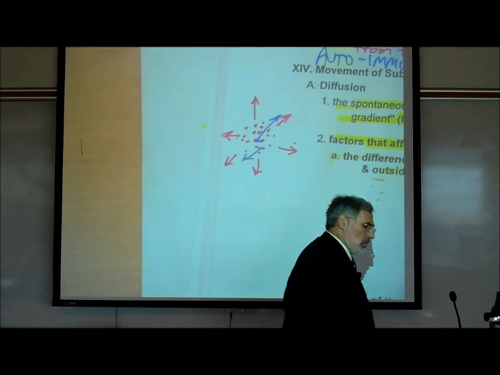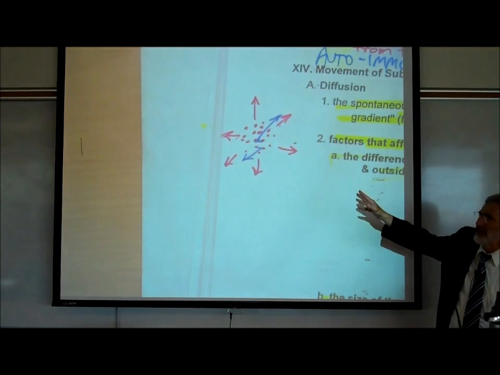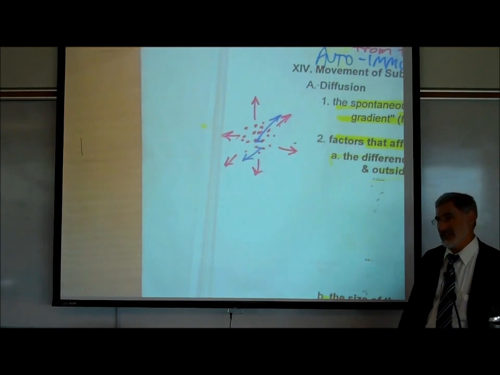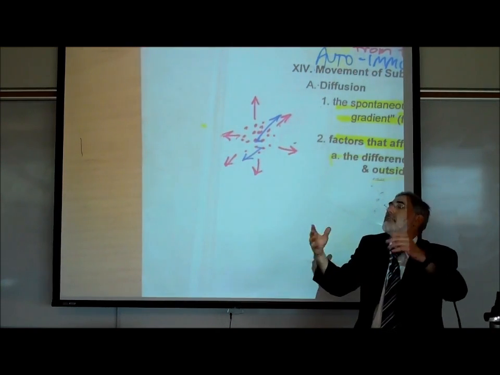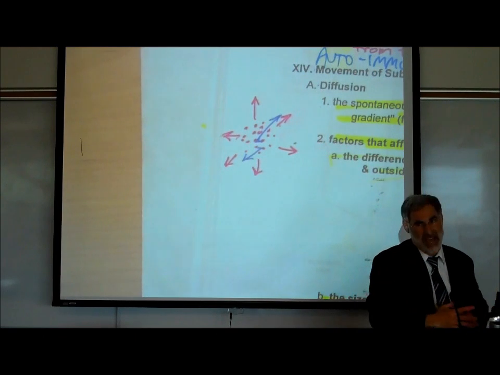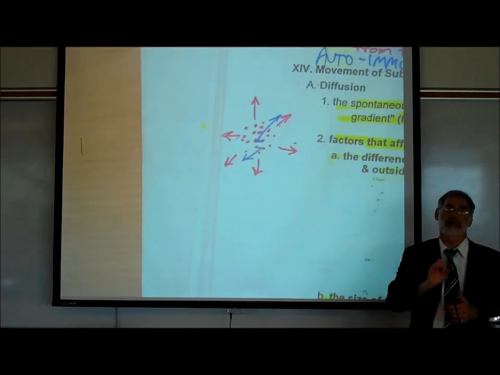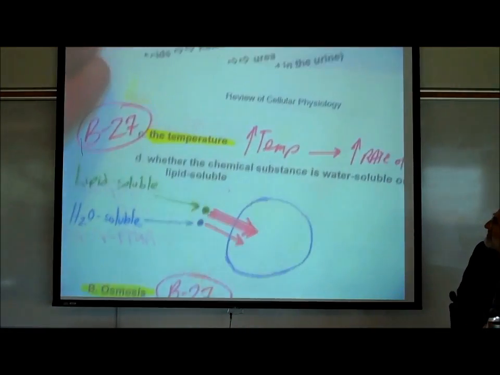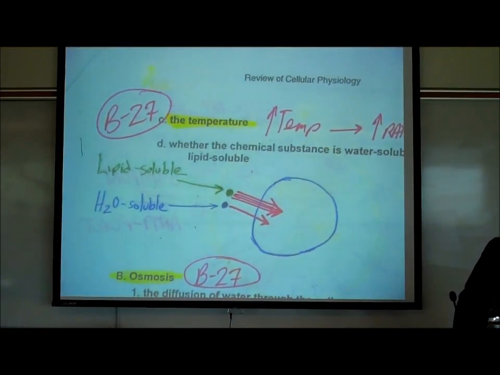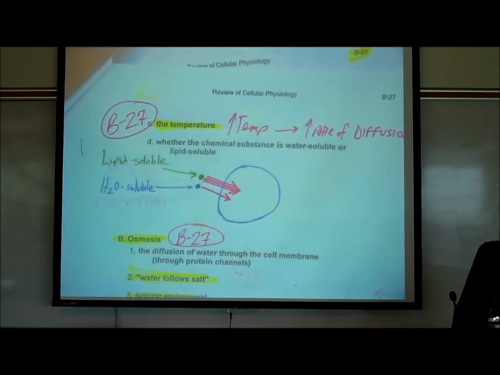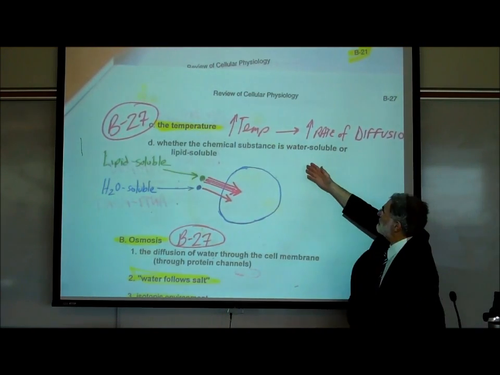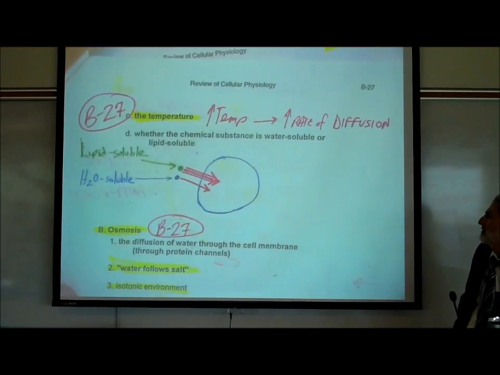Now, what would be a way of slowing down the rate at which they're moving? Lower the temperature. So the rate at which these atoms and molecules are vibrating and moving, and thus diffusing, is affected directly by the temperature. So we wrote that on page B27, at the top. So increasing the temperature increases the rate of diffusion.